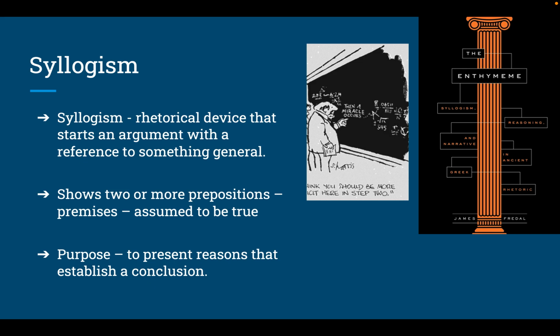Next, we're going to be talking about syllogism, which is a term that needs to be known. The definition of it is an instance of a form of reasoning in which a conclusion is drawn from two given or assumed propositions or premises, in which they share a term with the conclusion and also share a common middle term that is not present in the conclusion. There are always two or more propositions, but one is assumed to be true. The purpose is just to present reasons that establish a conclusion. An example would be: all dogs are animals, animals have 4 legs, therefore all dogs have 4 legs.